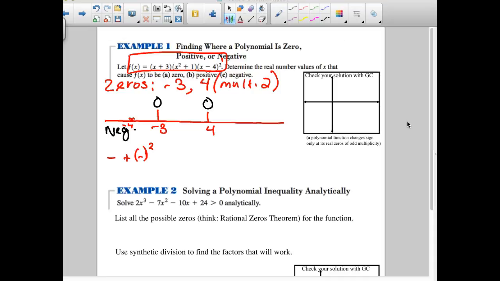Okay? Now I need something between negative 3 and 4. 0 is a perfect one. It's really easy to plug 0 into factors. All right? So let's say we try 0 here. If we put 0 in the first one, do we get positive or negative out? Positive. Putting a 0 in our second factor, positive. Putting a 0 in our third factor, a negative squared. All right? So overall, my answer would be positive.